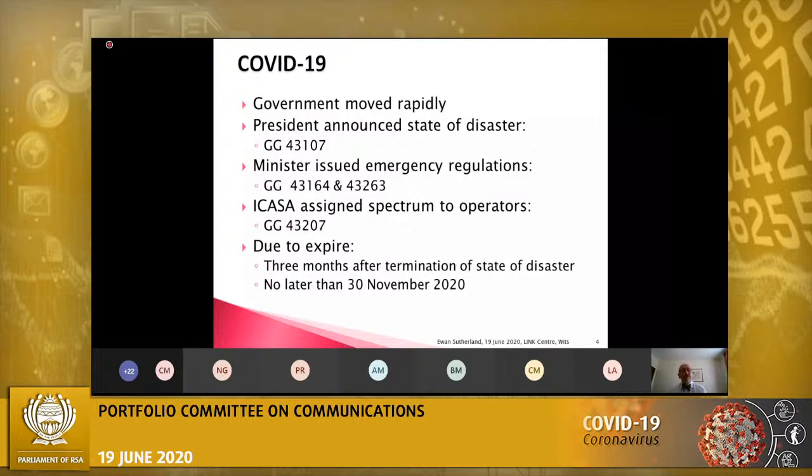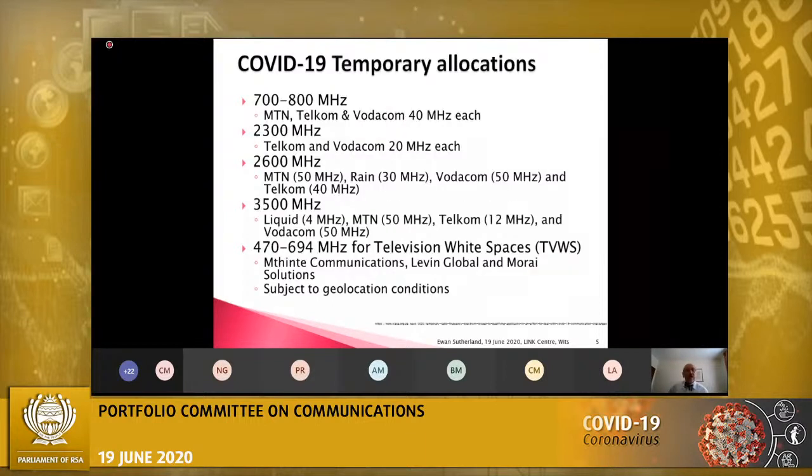Very strange. So ICASA found that it had a whole lot of spectrum, and it issued them. It was able to issue them to the operators, and it's due to expire 3 months after the termination of the state of disaster, or no later than the 30th of November 2020. You get some idea on that slide of the scale of the spectrum that was released, which is really quite a lot of spectrum.